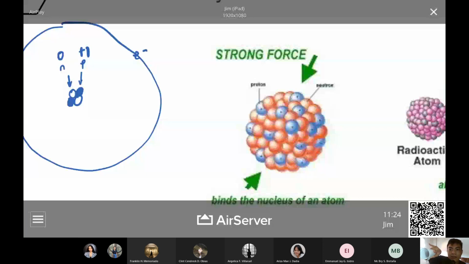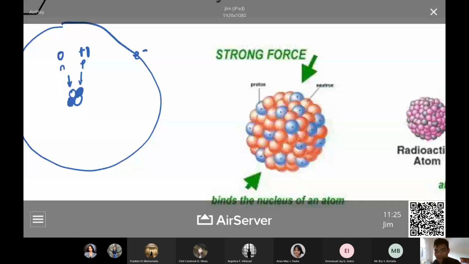Di ba alam natin, pare-pareha silang positive charge, di ba? Except for neutron. So, ano mangyari? Ayun. Tatalsik sila. Yung papel nga tumatalsik, dapat yung nucleus tumatalsik din. Kasi pare-pareha sila ng charge eh. Di ba? Pero bakit hindi ganun sa atom, no? Kasi, ayan, tumalsik na naman yung papel ko. Bakit yung atoms natin hindi tumatalsik, no?